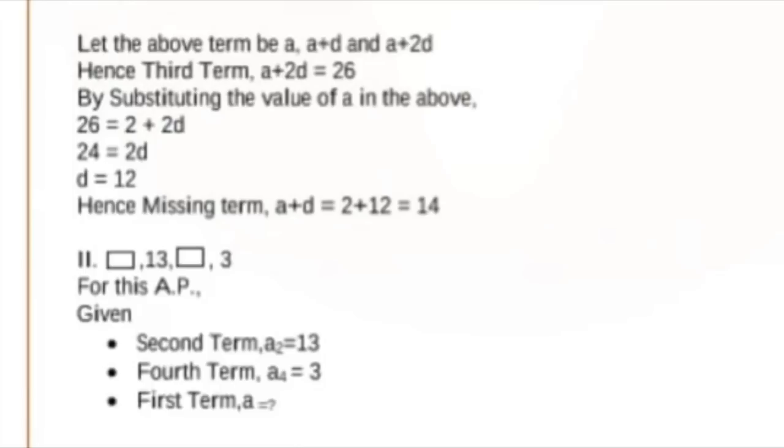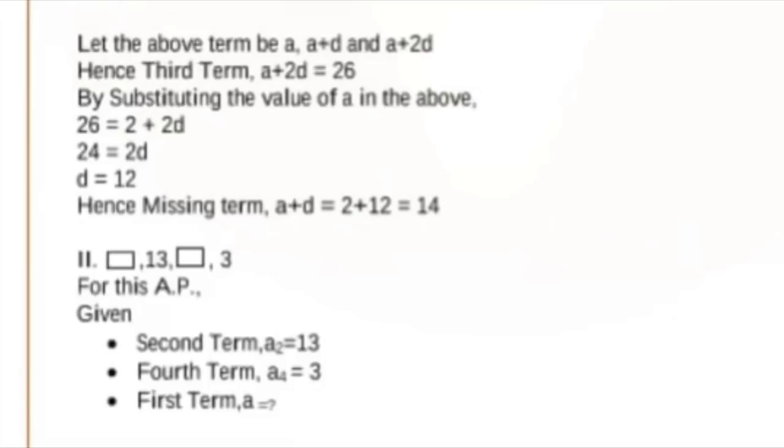So the formula for the third term is a plus 2d. Here we are given a plus 2d is equal to 26, and we are also given a. A is 2. So let us replace the value of a in this. So we have 26 is equal to 2 plus 2d. So 24 is equal to 2d. D is equal to 12.